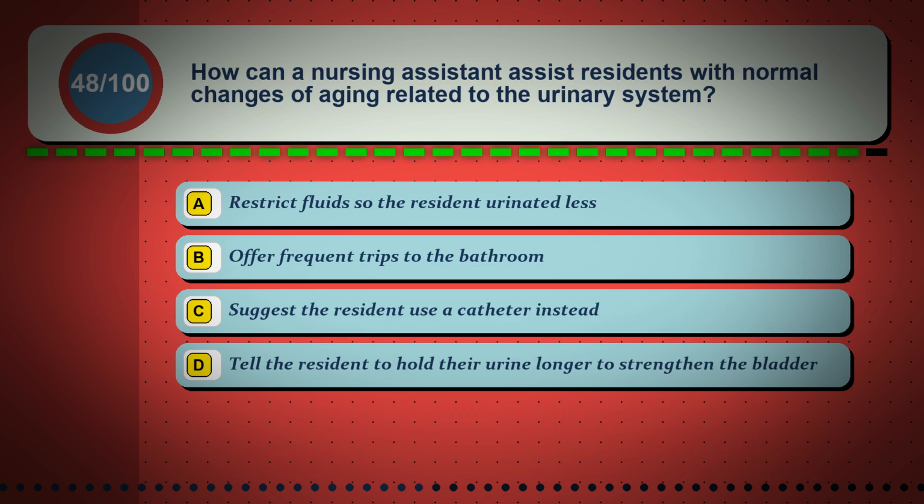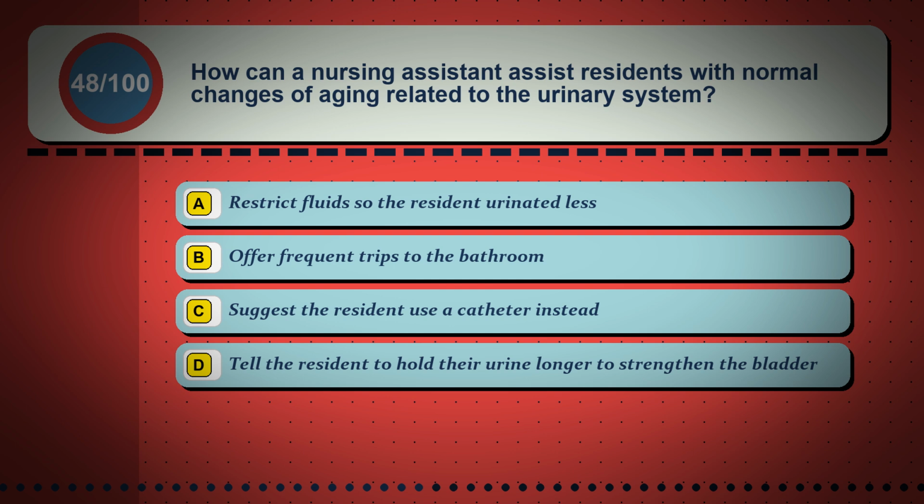Question 48. How can a nursing assistant assist residents with normal changes of aging related to the urinary system? Option A, restrict fluids so the resident urinates less. Option B, offer frequent trips to the bathroom. Option C, suggest the resident use a catheter instead. Option D, tell the resident to hold their urine longer to strengthen the bladder.